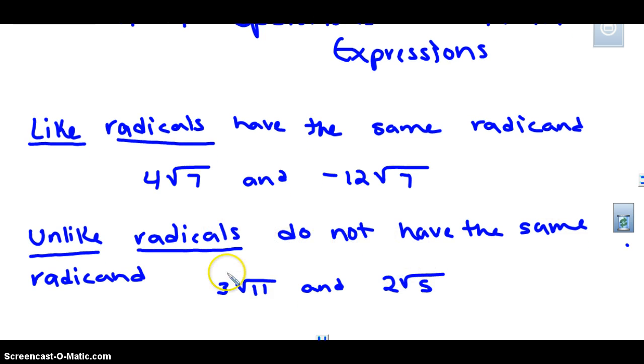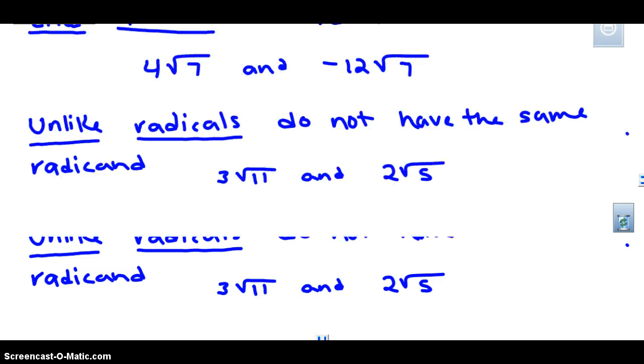Unlike radicals do not have the same radicand. For example, 3 square root of 11 and 2 square root of 5. The number under the radical sign is not the same, so they're unlike radicals.